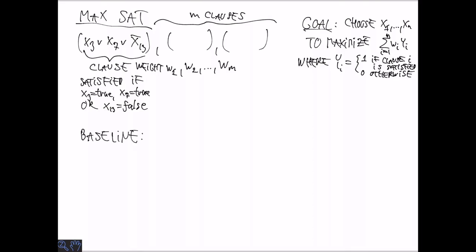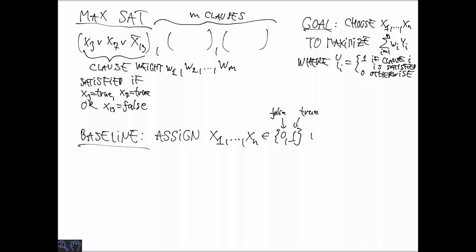Okay, so a baseline solution, a really, really stupid one, is just assign all the values at random. And it turns out that this solution is actually not too bad. So, okay, let's use 0 for false and 1 for true from now on. So we just randomly assign either 0 or 1 to each of the variables. So what can we say about the weight we achieve? So the sum of wi times yi. So again, like before, this is a random variable, but we can analyze its expectation.